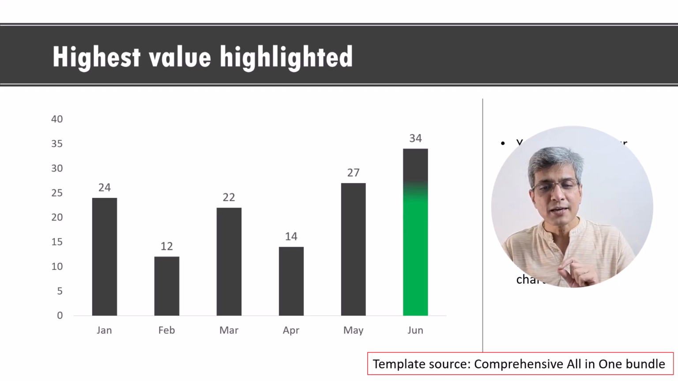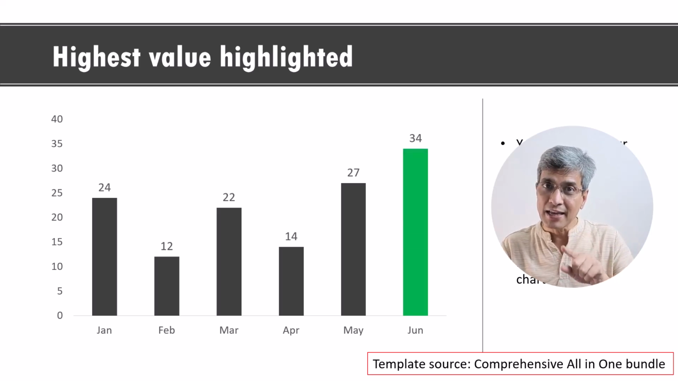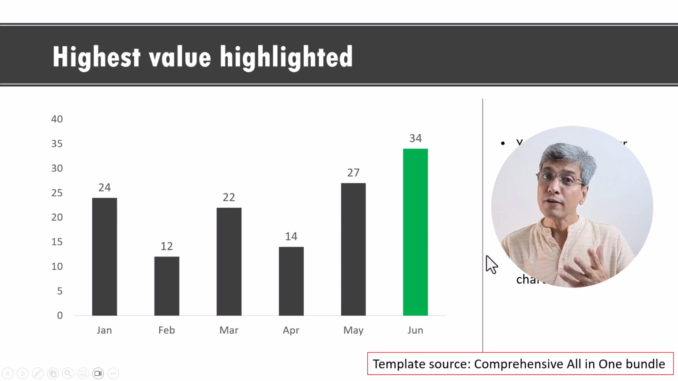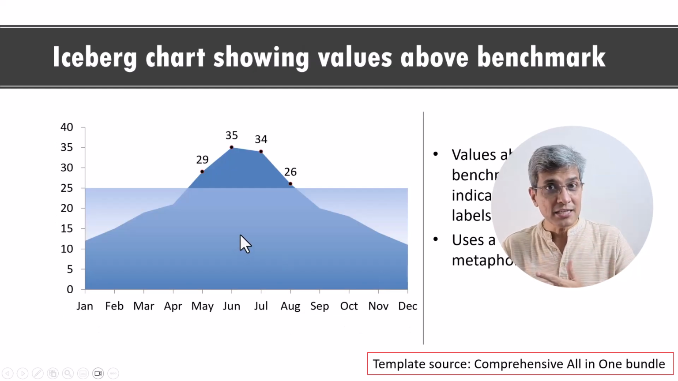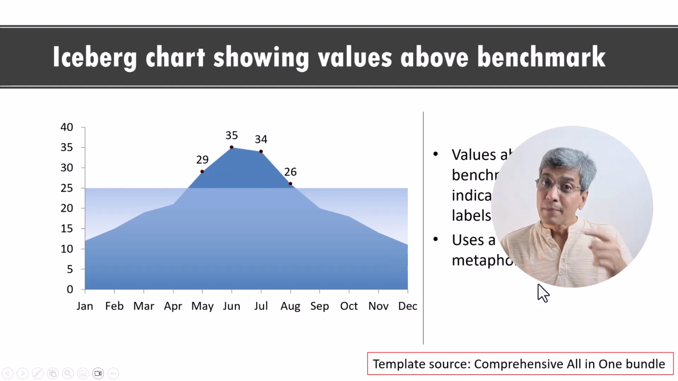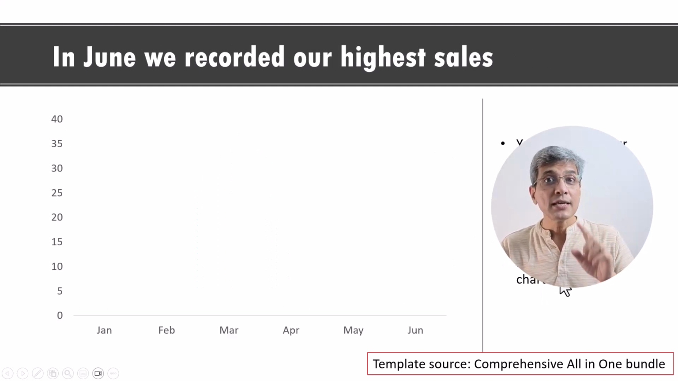So if you see here, I can highlight the highest point here and it is already inbuilt into this template because we have included a simple formula to highlight the highest value. To give you another example, this is an iceberg chart where you can see the values which are above a certain benchmark clearly demarcated as the tip of the iceberg and the rest of the values are shown under the sea.